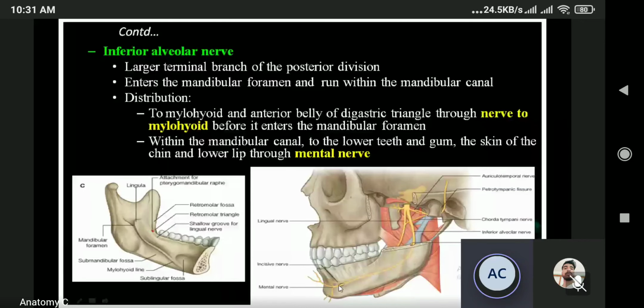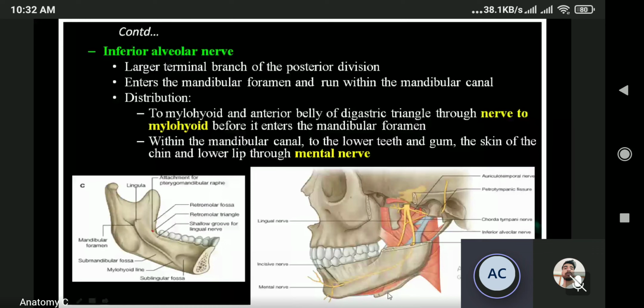So before entering into the mandibular foramen, this will give rise to another branch. Another branch will arise from the inferior alveolar nerve, that is known as the nerve to mylohyoid. Before the inferior alveolar nerve enters the mandibular foramen, it will give rise to a branch that is known as the nerve to mylohyoid, and this nerve to mylohyoid will supply the anterior belly of the digastric and the mylohyoid muscle.